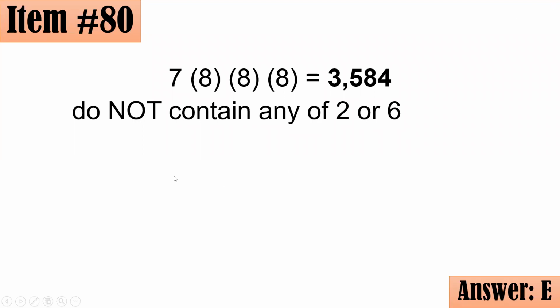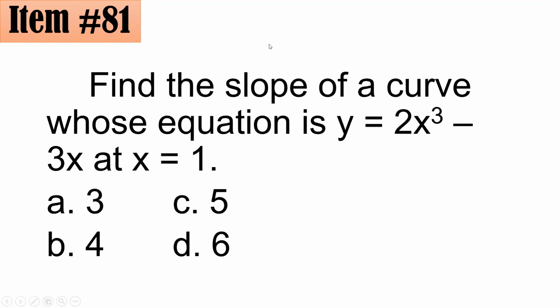Thank you. 81. Find the slope of the curve whose equation is y equals 2x cubed minus 3x at x equals 1. Did you go for 3, 4, 5, or 6? So this one, I believe, involves now calculus. May sumagot ng 3, may sumagot ng D, which is 6.